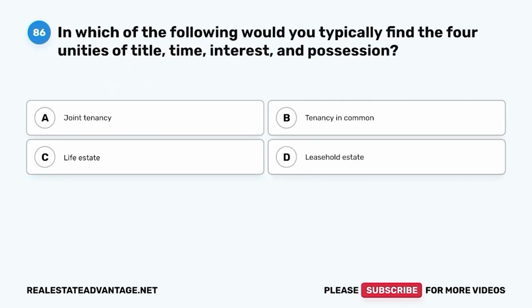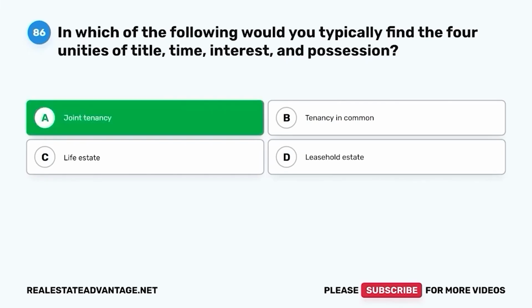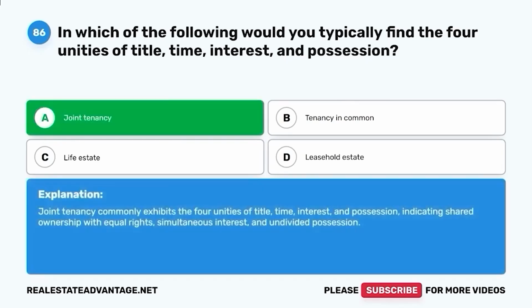Question 86. In which of the following would you typically find the four unities of title, time, interest, and possession? A. Joint tenancy. B. Tenancy in common. C. Life estate. D. Leasehold estate. The correct answer is A. Joint tenancy. Joint tenancy commonly exhibits the four unities of title, time, interest, and possession, indicating shared ownership with equal rights, simultaneous interest, and undivided possession.